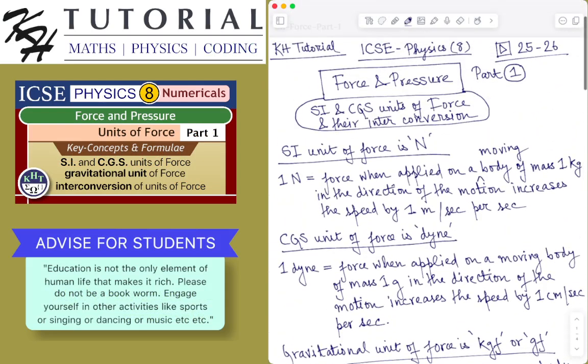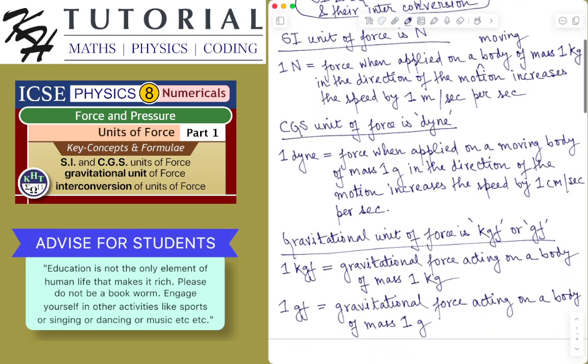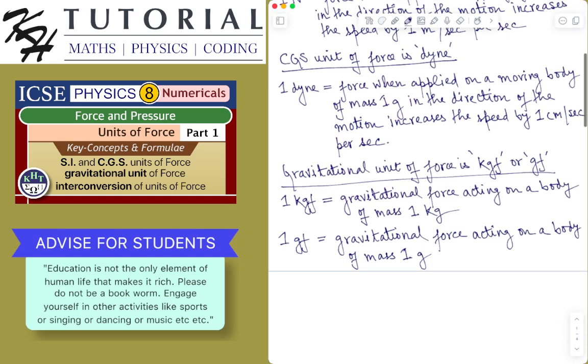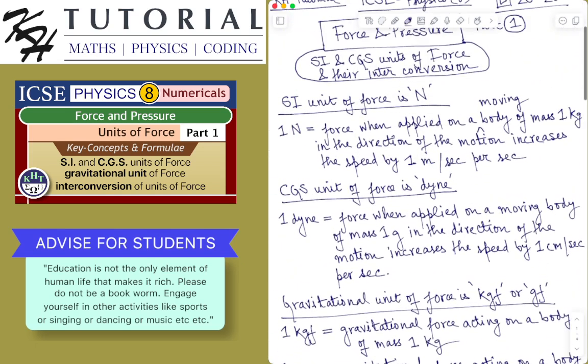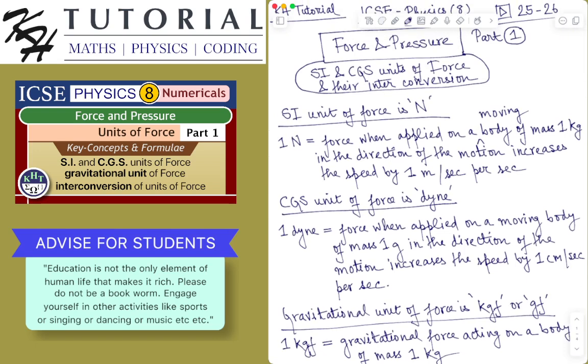So primarily I will discuss about the three units of force, that is SI, CGS and gravitational, and we'll try to see how we can convert from one unit of force to the other unit of force. Okay. The SI unit of force is Newton, which is denoted by capital N. Now what is 1 Newton?